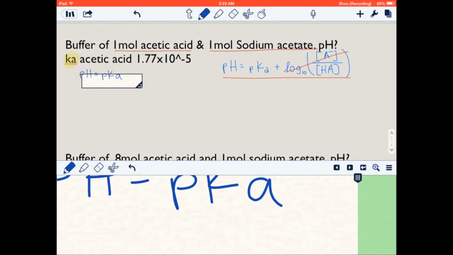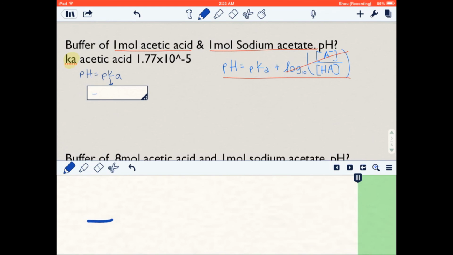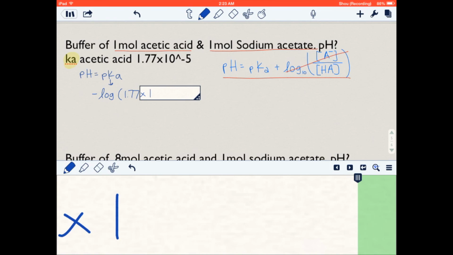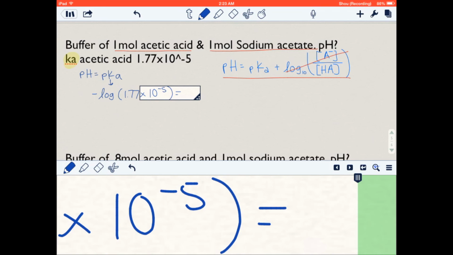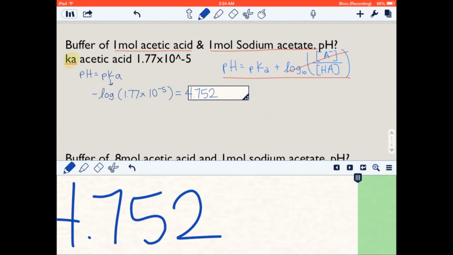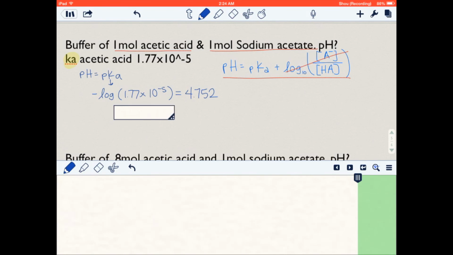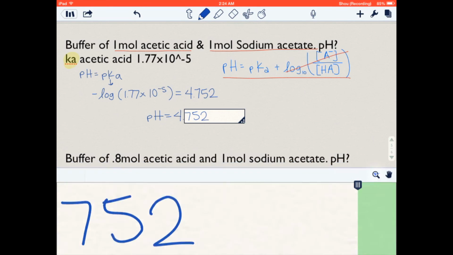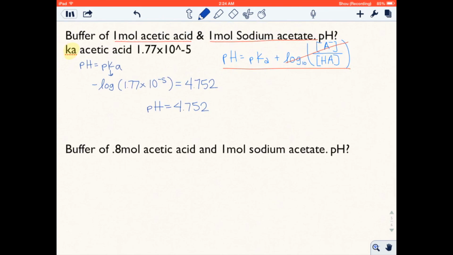So to get this, we need the negative log of 1.77 times 10 to the negative fifth, which is going to give me 4.752. That's just the calculator plug. Once we have this, pH is equal to that, so your final answer, the pH of the buffer with 1 molar acetic acid and 1 molar sodium acetate, is equal to 4.752. Now that was an easy one. Let's get a little more detail.